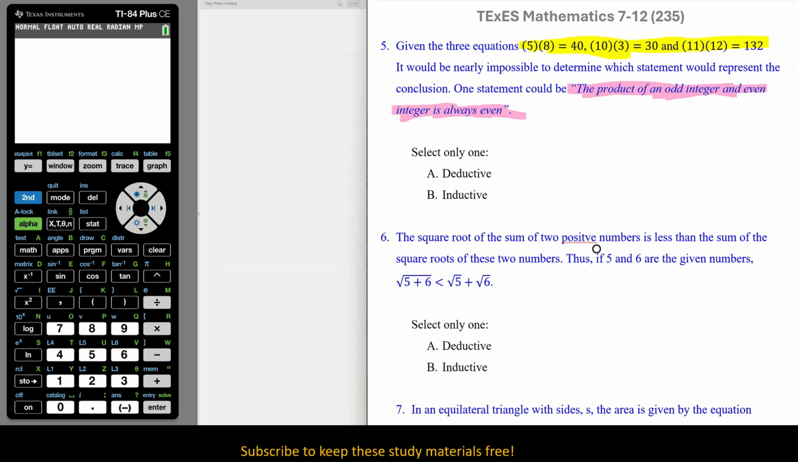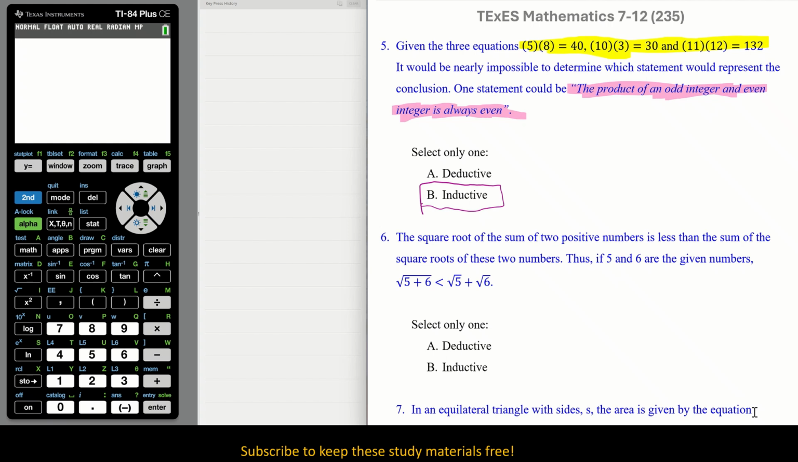A general conclusion from a given example is what? Inductive reasoning. Okay, looks like I have a typo. Easily fixed. Not a problem.